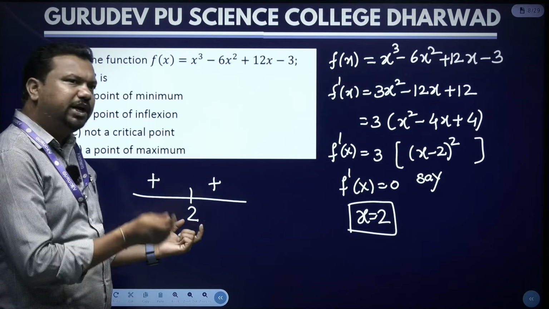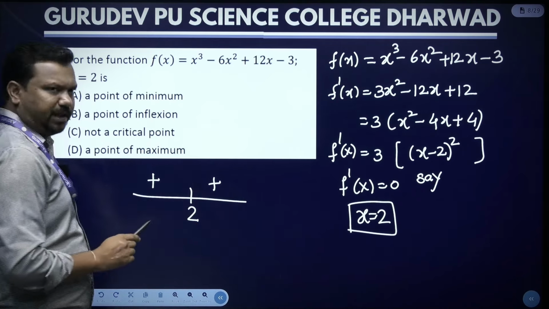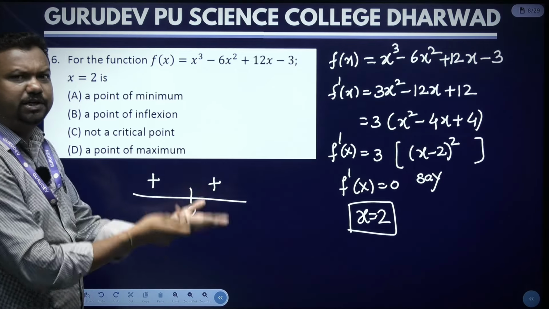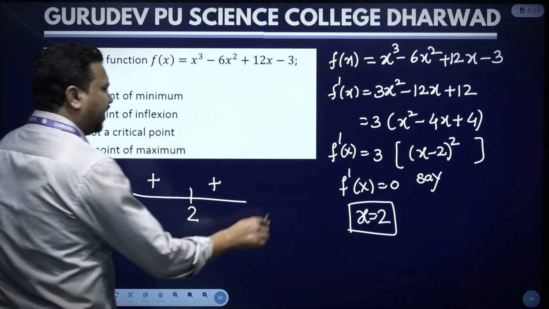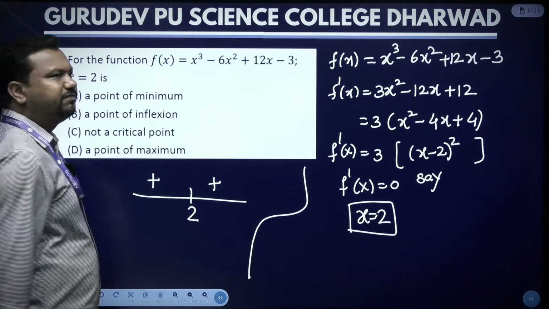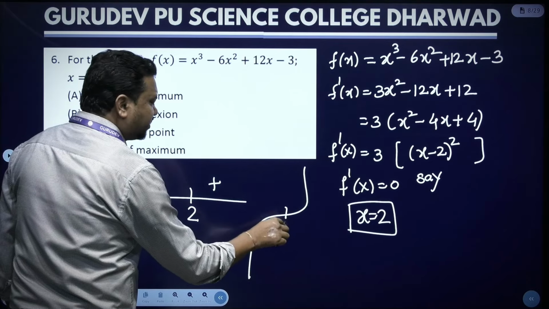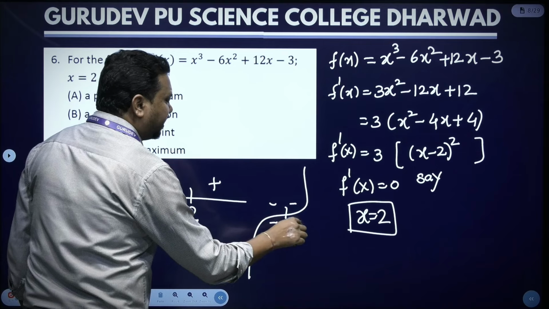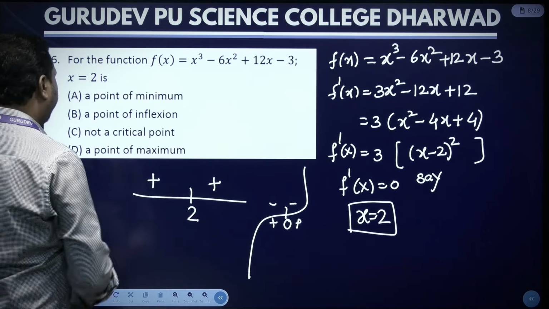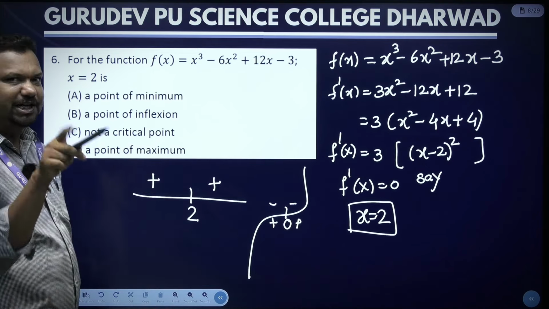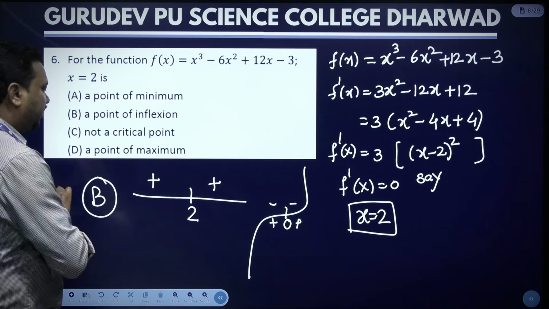In the neighborhood of 2, if you study the derivative and the tangent behavior, here the sign remains the same. Plus on the left, plus on the right, or minus on the left, minus on the right, then we call it a point of inflection. One of the beautiful examples is f of x is equal to x cube. It is the finest example where you can understand that this function does not show a change of sign on the left and right of the critical point. So here it is not a minimum point, it is a critical point, and not a point of maximum. Therefore, your answer in this case is option B. Option B is the right answer.